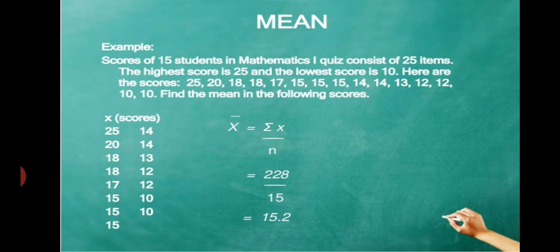Firstly, we have to calculate the sum of all data. We calculate the sum of all observations, that is 228, and the number of observations is 15. Therefore, by calculation we get a mean of 15.2. That is the ungrouped data type of problem. It is a simple way we can calculate it.